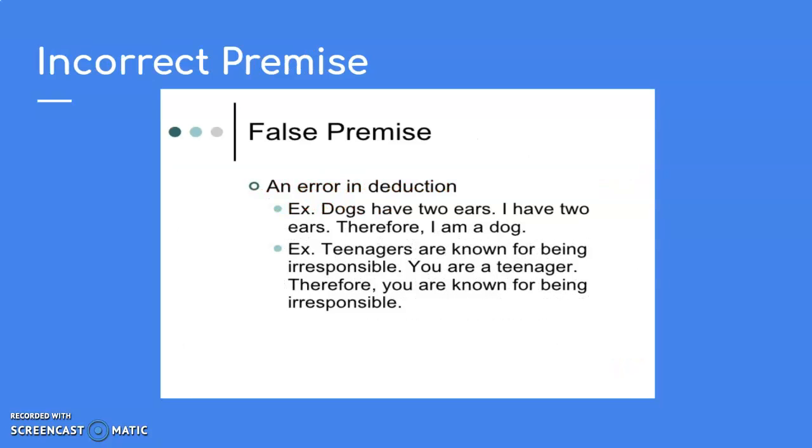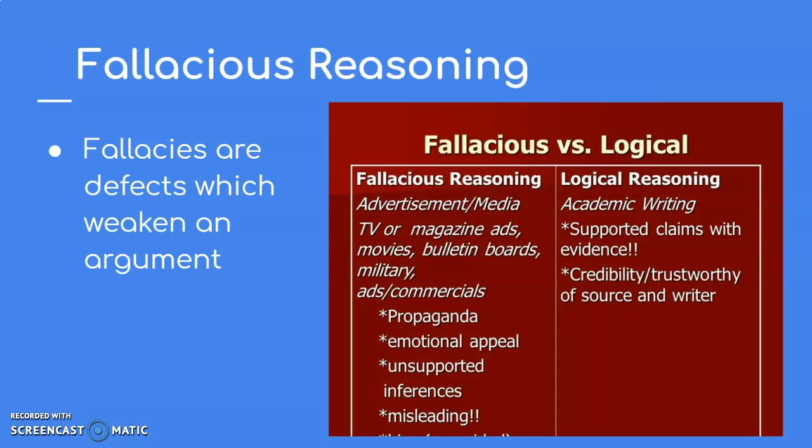So, incorrect premise. A false premise is an error in deduction. So, dogs have two ears, I have two ears, therefore I am a dog. Well, obviously that wouldn't be true. That's what you call a false premise. Or teenagers are known for being irresponsible. You're a teenager, so are you known for being irresponsible? No, that's considered a false premise.